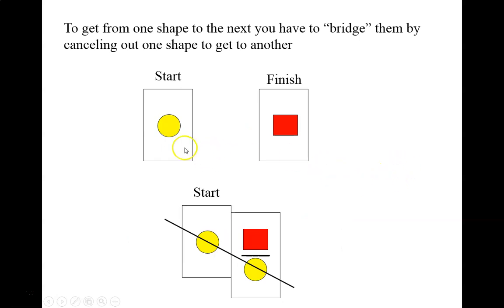So how you play the game is you start with the starting card, and then you want to get to a finishing shape. You look for the bridge card that will get you from one shape to the other. So I put the yellow circle down here, it cancels with the yellow circle up here, and that leaves me with the red square. This is how the game is played: you cancel out the shapes, and what's left over is what you got.